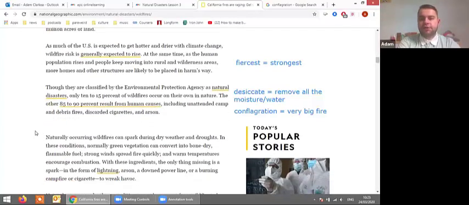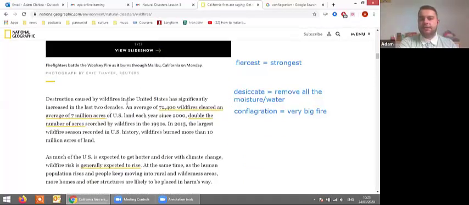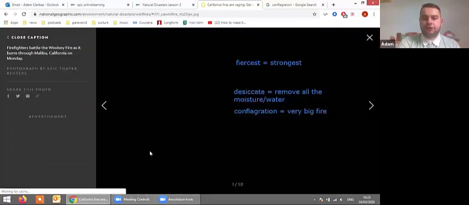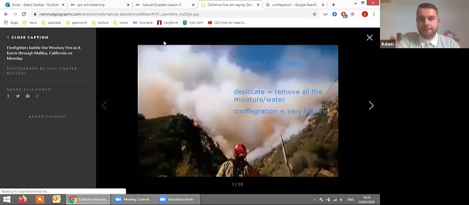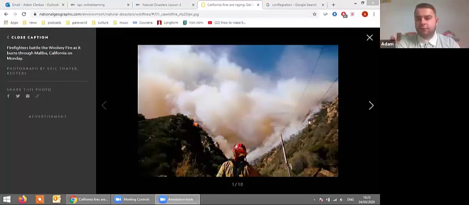So I just wanted to show you that this is an example of a case study. This is to give you some ideas. Let's look at the first 5 pictures in our slideshow to give you a bit of a visual aid for these fires. Firefighters battle the Woolsey fire as it burns through Malibu, California. So California is the worst place hit.